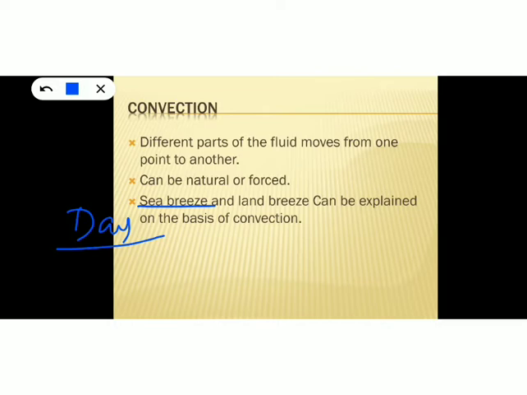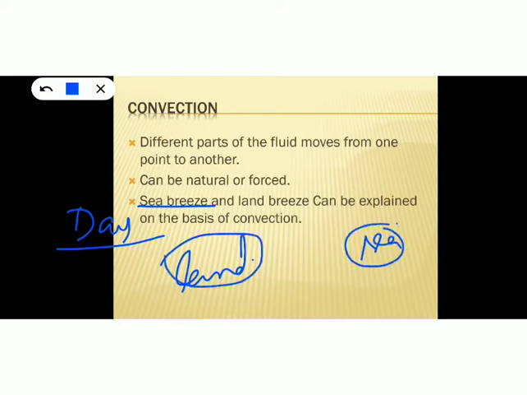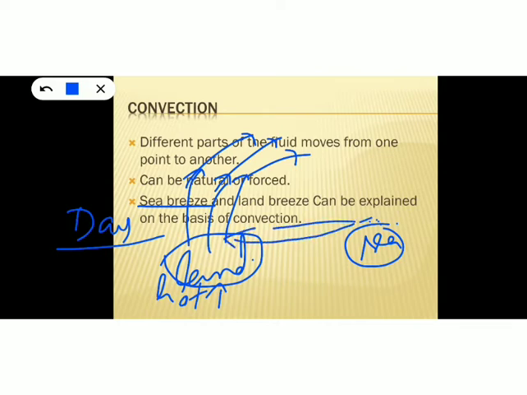So suppose this is land and this is sea. During daytime, land gets heated up quicker than water. So when the land gets heated up quickly, the air above the land becomes less dense. It will rise up because its density is less. As soon as it rises up, what happens? The cold air from the sea replaces this vacancy.